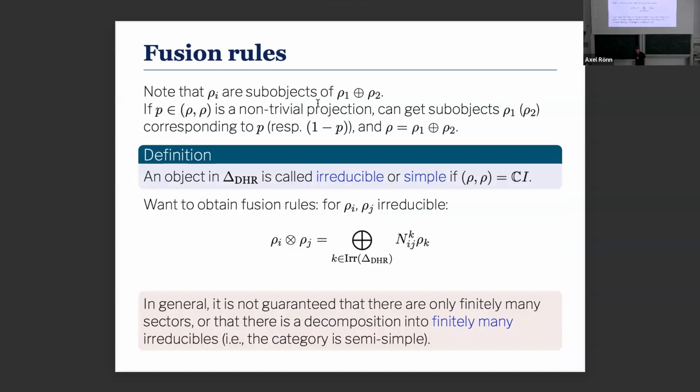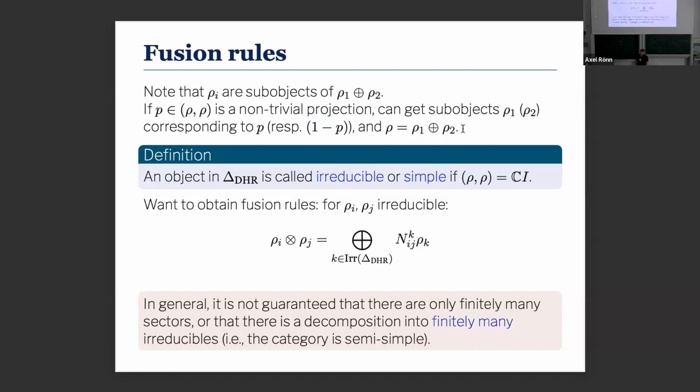So let's bring it together. If you take the direct sum like this, then by definition, as you would expect, rho 1 and rho 2 are sub-objects in the way it is defined. And if you have a non-trivial projection, you can get sub-objects, rho 1 and rho 2, corresponding to this projection and the complementary projection. And so if you have a non-trivial projection, you can decompose rho as a direct sum. Right. Good.